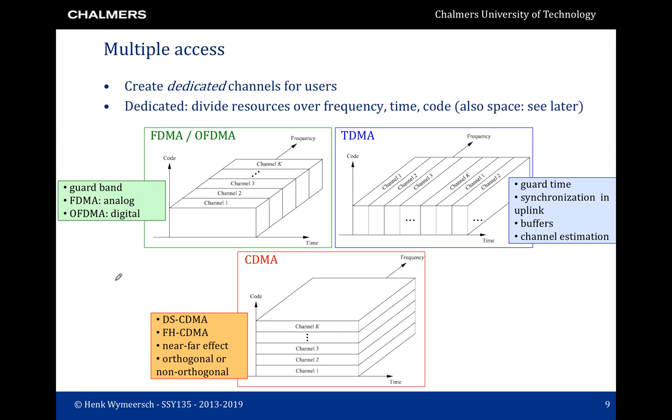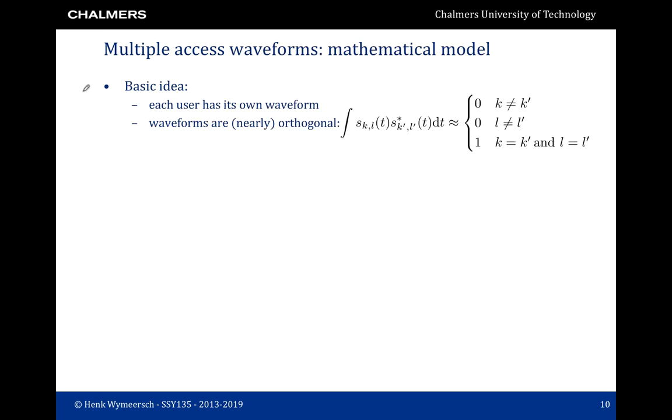Finally, there is CDMA, for code division multiple access. In CDMA, a user can transmit all the time over all frequencies, but has a specific code which allows it to not interfere with other users. TDMA, FDMA, and CDMA can all be written in one mathematical model. We will assign a unique waveform for each of the users, and we will then make those waveforms approximately orthogonal. This is written through this integral.